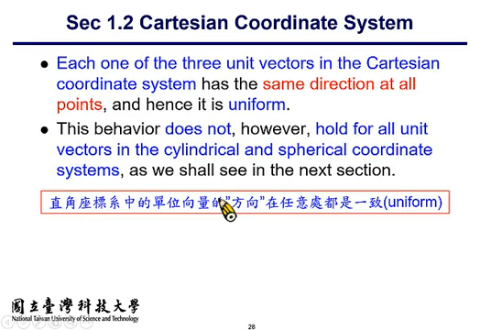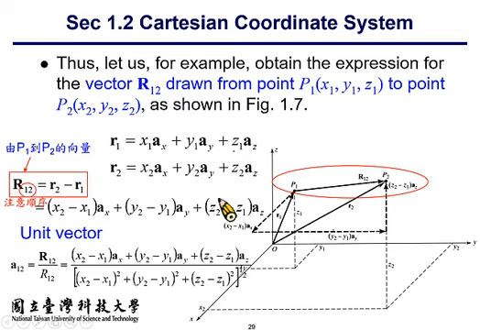And as I already mentioned, in the Cartesian coordinate system, a very important and convenient property about the 3 reference directions is that they are pointing toward the same direction at all positions, at all locations. However, this behavior does not hold for other coordinate systems such as the cylindrical and spherical coordinate systems, all right? It only holds for the Cartesian coordinate system.